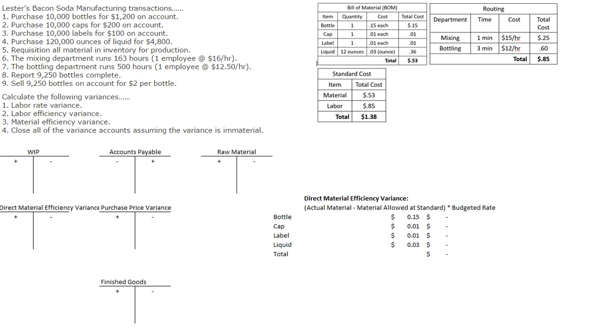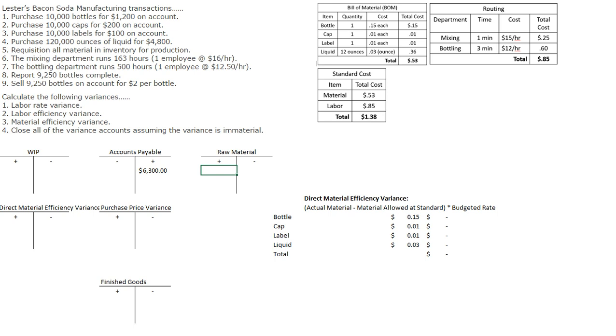I know we went through this in class, but the first transaction, actually the first 4 transactions, are to purchase the material. We purchase the material, we owe a vendor. We're buying them all on account, $1,200 plus $200 plus $100 plus $4,800. We owe our vendor $6,300. But what goes into raw material is not $6,300, and that's counterintuitive.